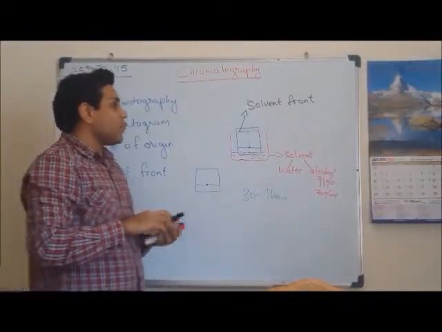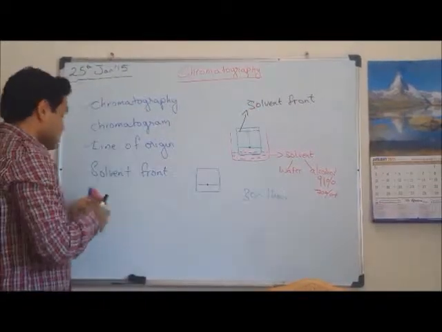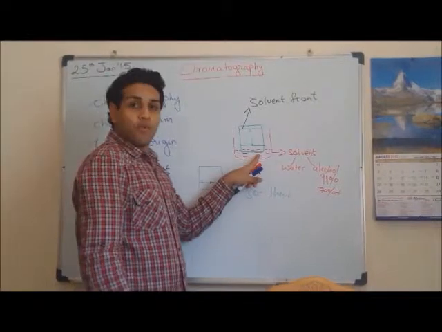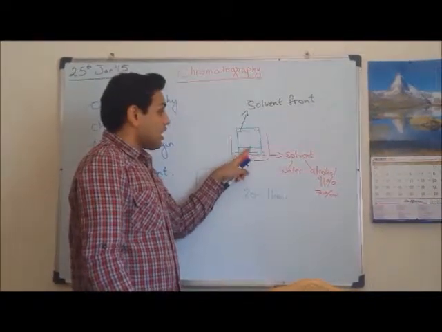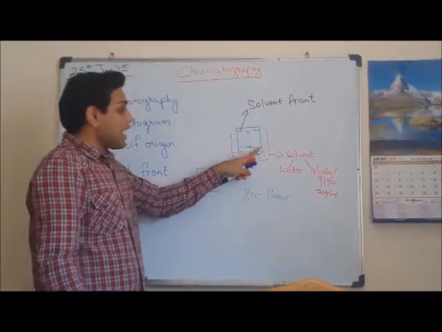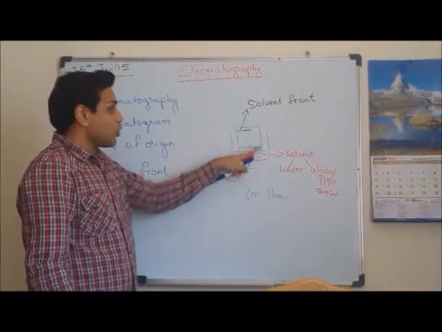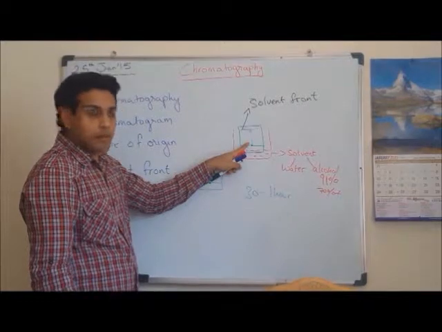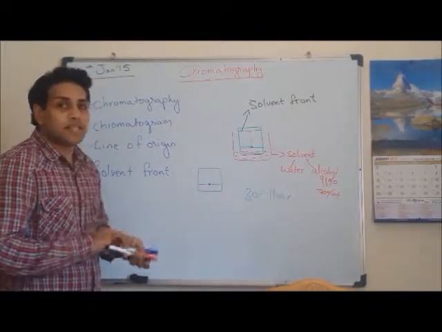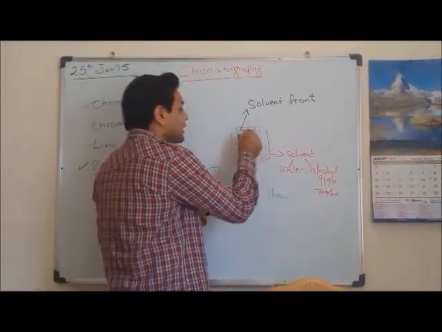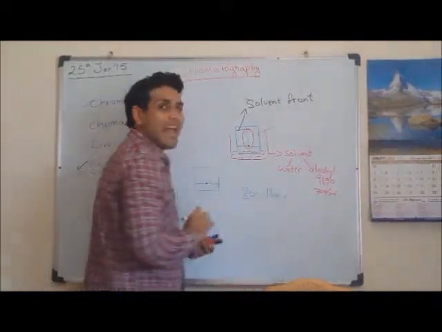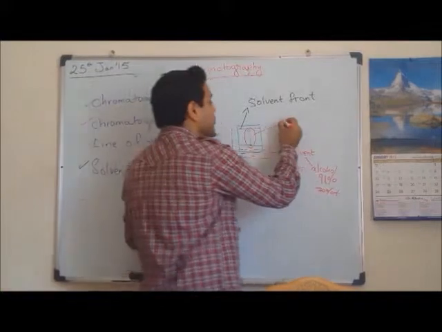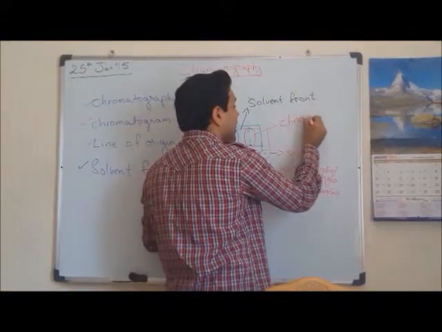So, here we have the solvent front, the solvent, our result, the line of origin, and the chromatography paper or filter paper. The results shown here by the mixture will be called the chromatogram. So the result produced is called the chromatogram.